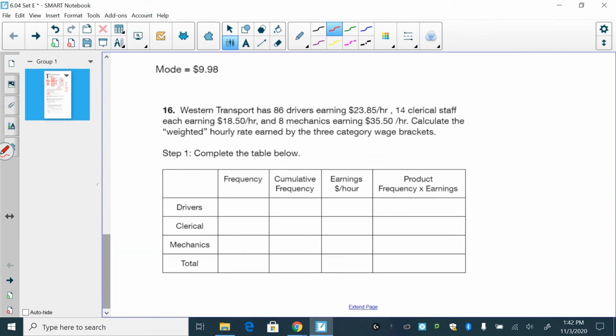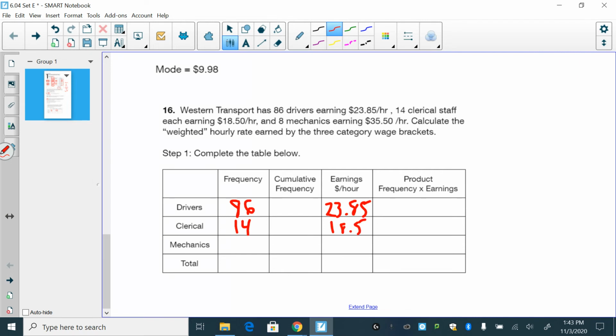Okay, so let's look at filling out part of this table. I'm not going to do all of it because I've explained it, but I'm going to fill out some of it. So it says 86 drivers. Instead of me writing 2385 86 times, that's what I'd have to do. That's crazy. That's why we're doing this table. I already have 86, and I know that there's 86 of those entries, and they are all going to be written for 2385. Next one, I've got 14 clerical staff that make 1850.